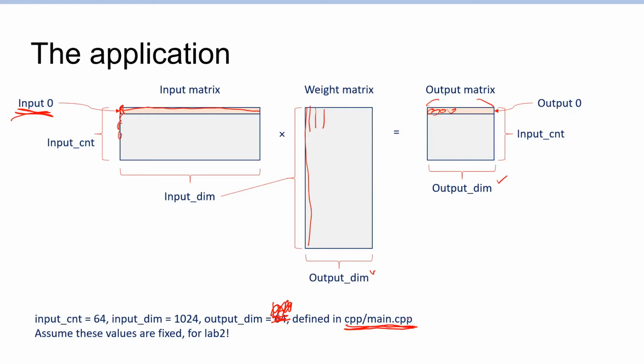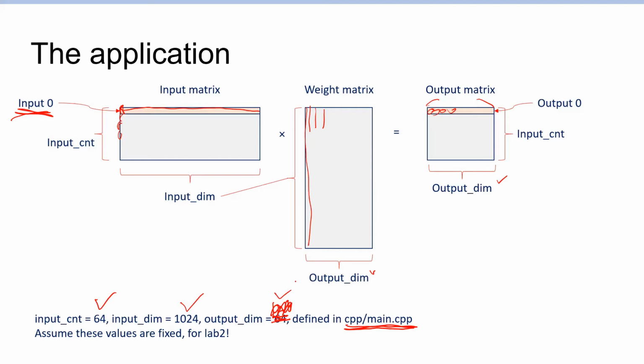It will be a hassle, at least in the context of this lab, to try to make all this variable. So for the purpose of this lab, assume that input count is a fixed value, input dim is a fixed value, and output dim is also a fixed value. If you have to make assumptions about the matrix sizes, just make assumptions. I'm not going to change these numbers when I'm evaluating your submissions.